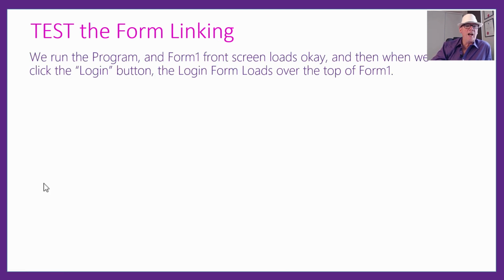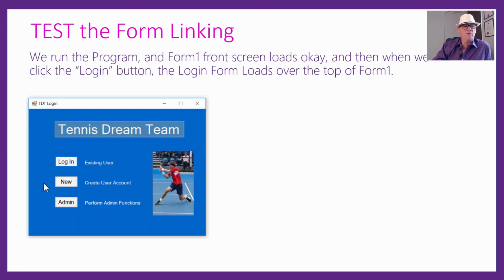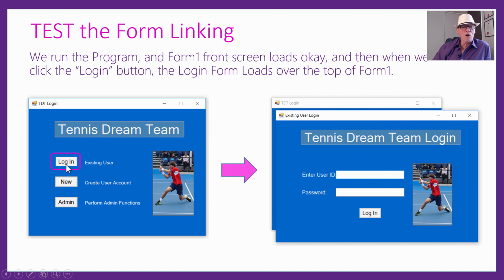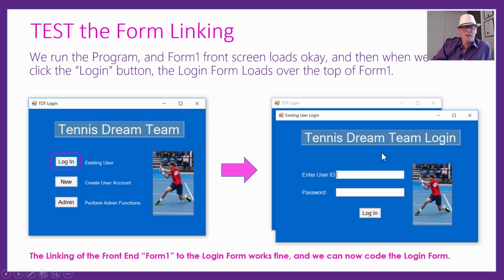So we should test that out. We run our program, we get this front form, and then when we click login, what should happen is that in front of that form, we should get the other form, the login form, this one here. So that should pop up. You do that little bit of code on this form, which is behind this form, and then clicking the login button when you run it should bring up the second form. All right, so the linking between the two forms is working great.